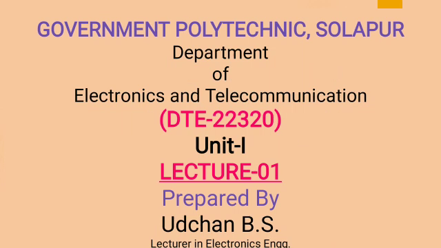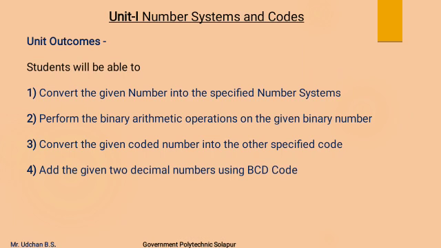We will start with the first unit of this subject, that is number system and codes. At the end of this unit, you all will be able to convert the given number into the specified number system. You all will be able to perform the binary arithmetic operations. You all will be able to perform the BCD arithmetic operations, and you all will be able to convert the given coded number into the other specified code.